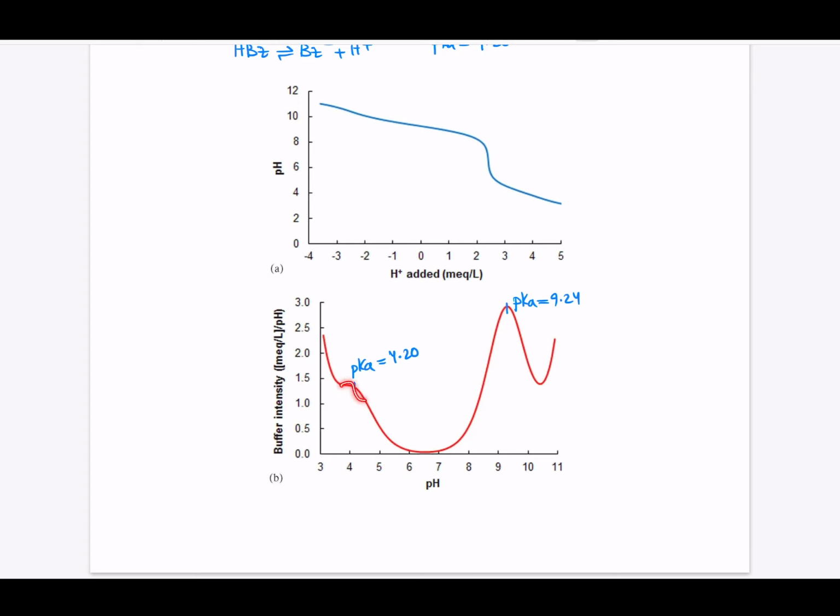So the peaks always represent that. And this is the overall buffer intensity. If you deconvolute that, this would be something like this one: the first one, the second one, and then the third one, which is just water. The combination would be this one.